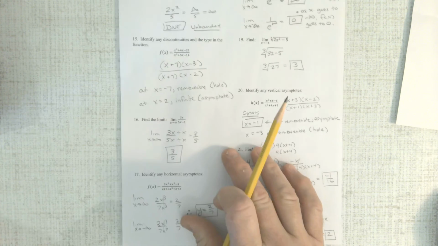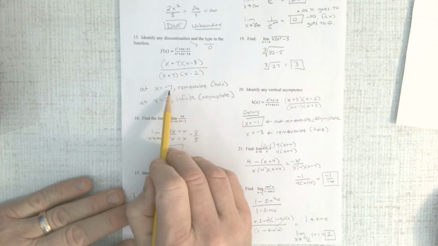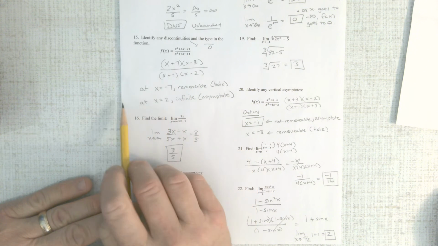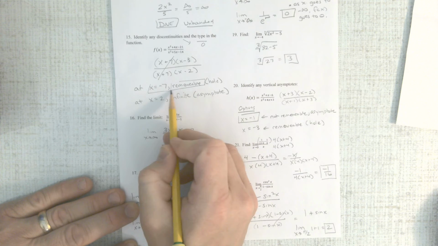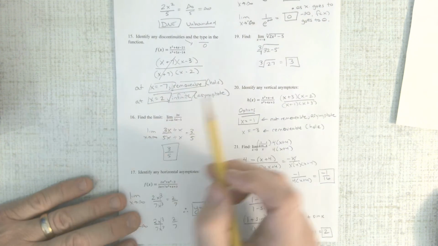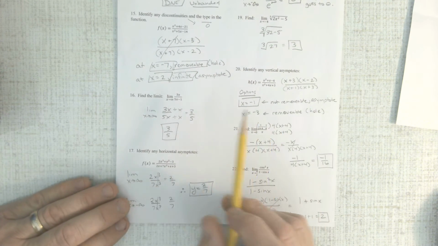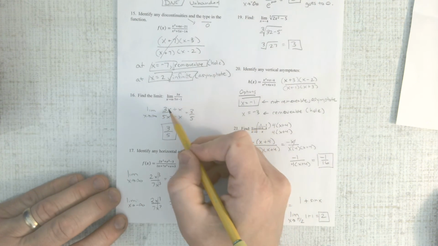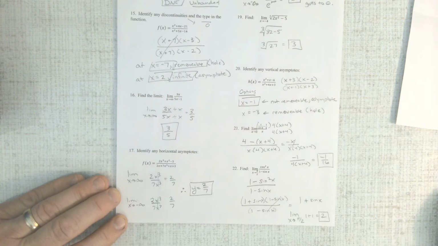Discontinuities are when we divide by 0. Negative 7, 2. The types: the negative 7 is removable. The 2 is not removable. It's infinite. Asymptote, hole, removable. These go together. Limit here, plug in infinity. Again, cross them off. 3/5. What does that mean? It means there's an asymptote there, right?